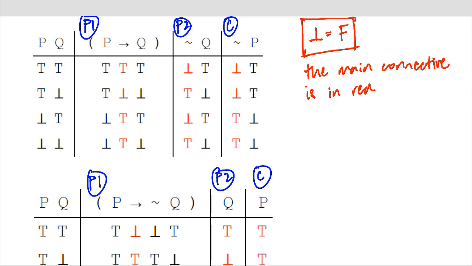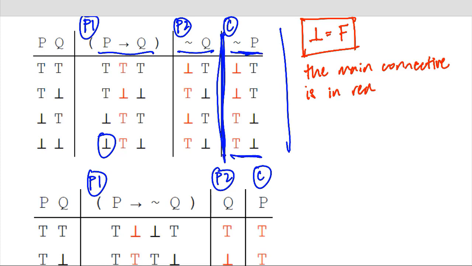Okay, so we'll start up here. You've seen these kinds of truth tables, I think. T obviously is true, and this symbol stands for false. What we have here are two premises. The first premise is if P, then Q. The second premise is not Q. And on the far right is the conclusion, not P.